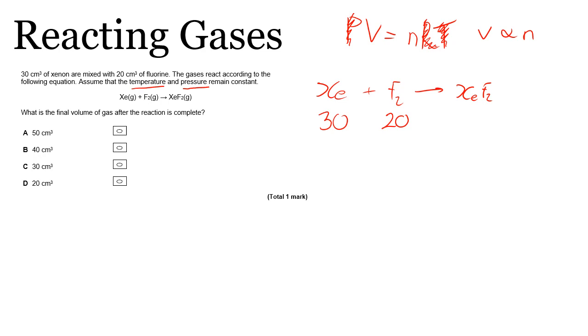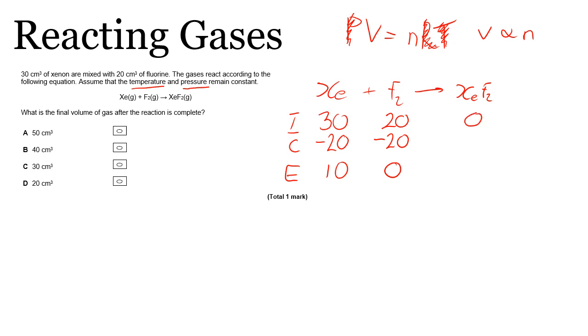So I've got 30 xenons, 20 fluorines. Which one's going to get used up first? The ratio is 1 to 1, so they get used up at the same rate, which means I'm going to run out of fluorine first. And that's going to go down by minus 20 to make 0. Let's do initial, change, and end. Xenon, it's a 1 to 1 ratio, so it's also going to go down by minus 20. So it goes down the same as fluorine. 30 take away 20 gives me 10.